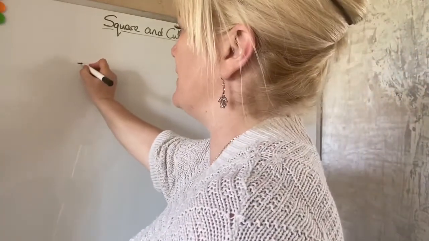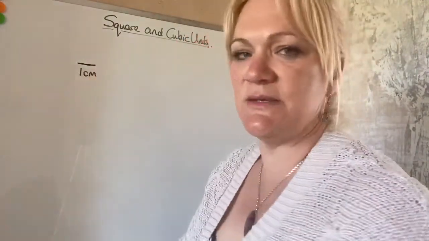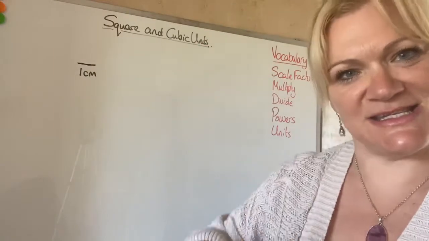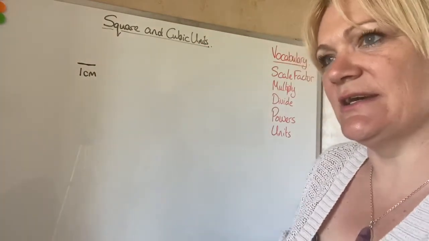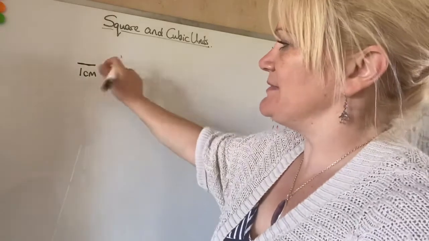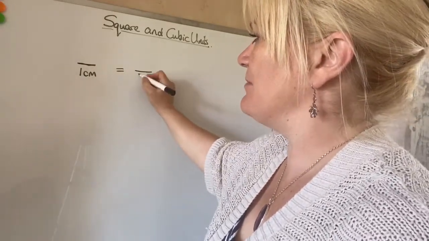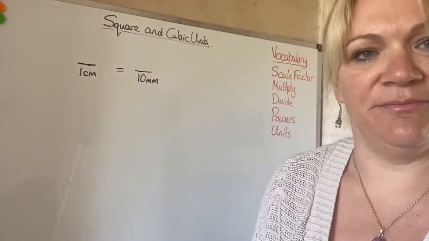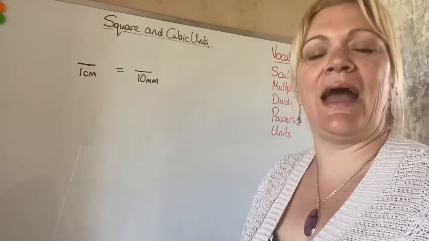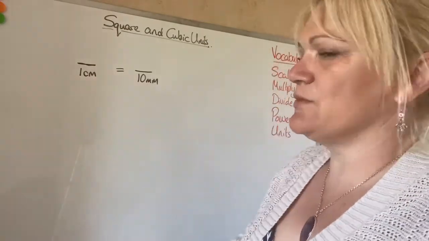We're going to imagine that's a 1 centimetre line. Now plainly it isn't because it's bigger, but you need to be able to see it. But we're going to imagine that's a 1 centimetre line. If that's a 1 centimetre line, it's exactly the same as a 10 millimetre line, isn't it? And most of you are quite happy about that conversion. So 1 centimetre equals 10 millimetres.